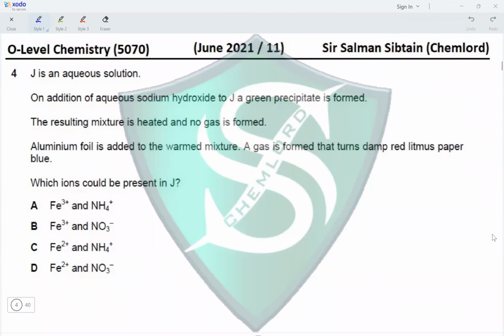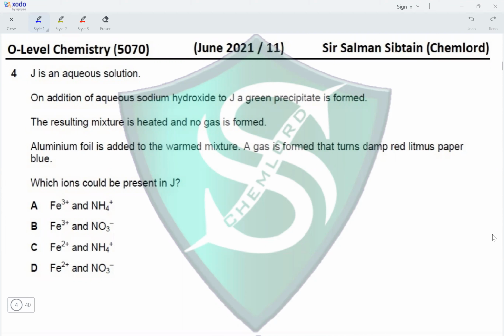Question 4. J is an aqueous solution. On addition of aqueous sodium hydroxide to J, a green precipitate is formed. The resulting mixture is heated and no gas is formed. Aluminum foil is added to the warm mixture. A gas is formed that turns damp red litmus paper blue.